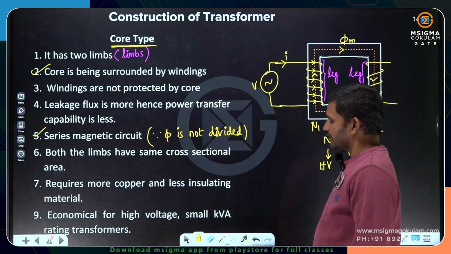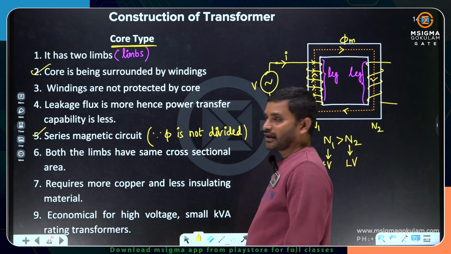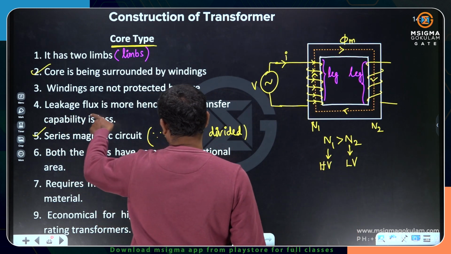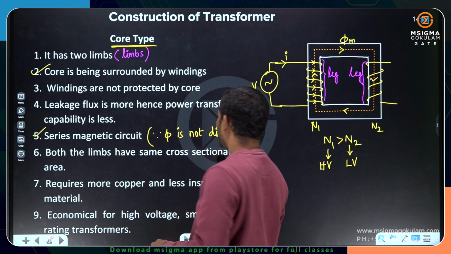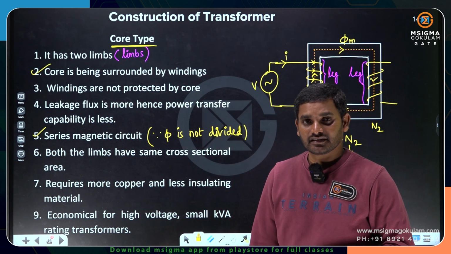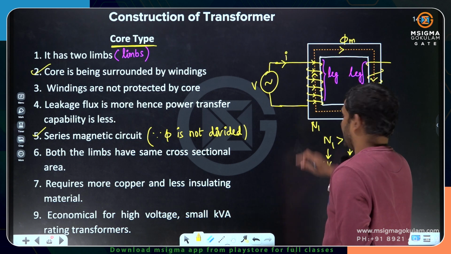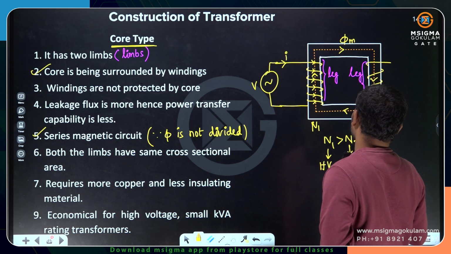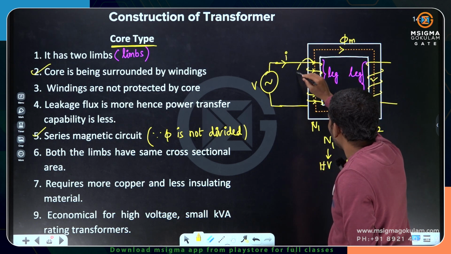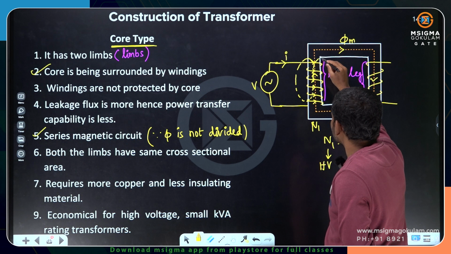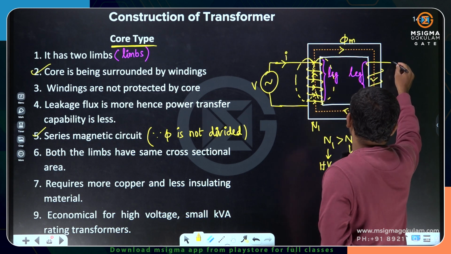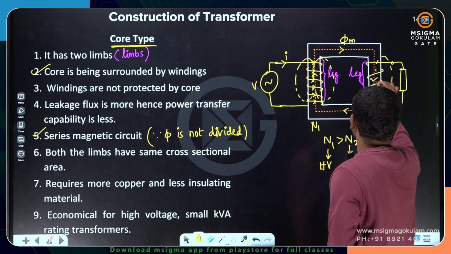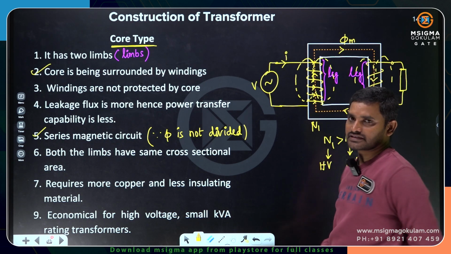Okay. Here one more point, he is saying that the leakage flux is more, hence the power transfer capability is less. Leakage flux is more means, I said just now, I assumed it as 0. Let us create leakage flux also. If you create flux on this side, here there is a flux, here also there is a flux. If you keep some amount of load here, there will be a flux and here also there will be a flux.